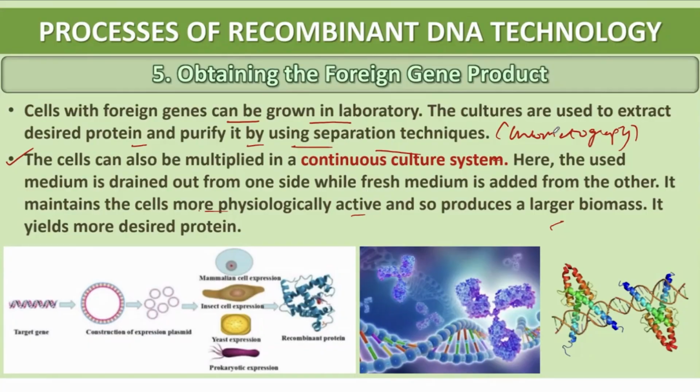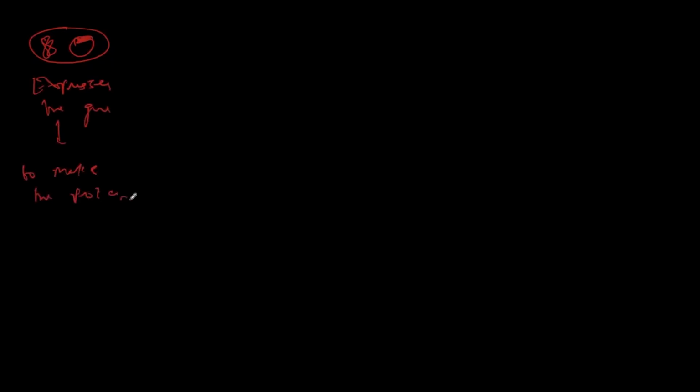Now again, there are various culture systems. For example, we have the bacteria with our gene of interest, and we know that this bacteria expresses the gene to make the protein. Now we have to mass culture this bacteria, because every bacterium will produce a certain amount of protein. So the more of them we have, the better the yield will be. In order to culture this, there are two most prominent methods. One is the continuous culture system.